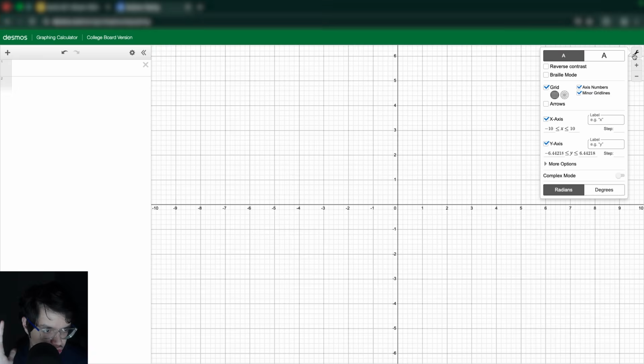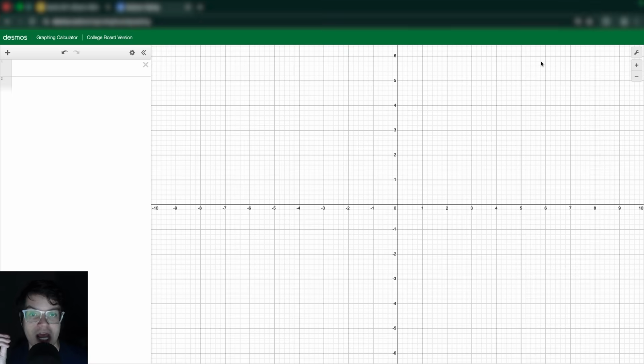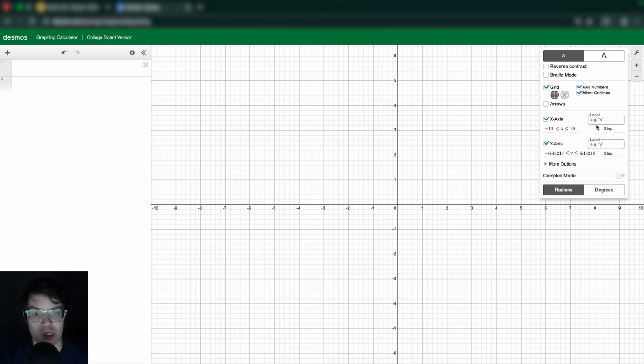Also, if you go over here to the wrench, you can switch between radians mode and degrees mode. This is really important, especially for sine, cosine, and tangent problems that we'll discuss later on in this video. So be sure to do this whenever you're using Desmos. It is going to start in radians mode every single time, so you should be warned that if you do something with sine, cosine, or tangent, it's going to be messed up if you don't switch it to degrees mode as the first thing you do.